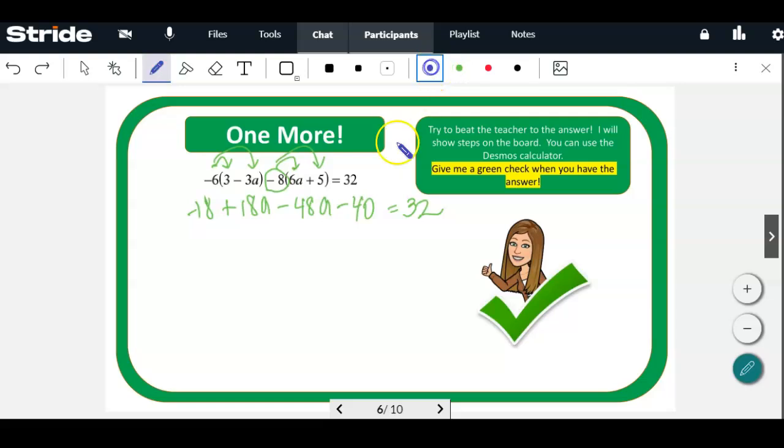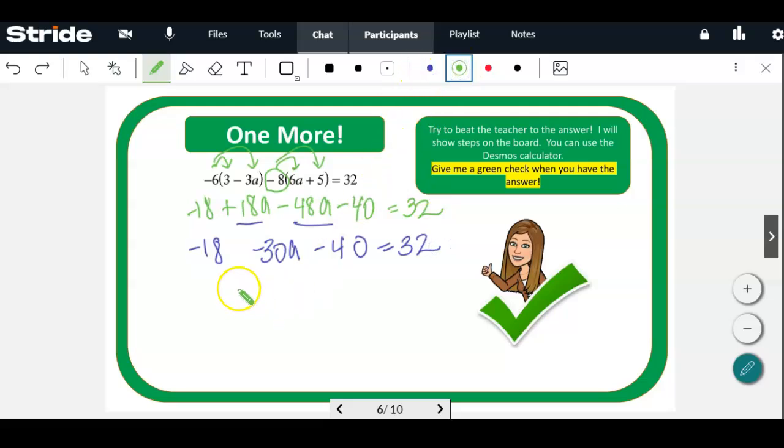Ooh, tough one here. Okay, so then we're going to combine like terms. A positive 18 and negative 48 is going to be a negative 30a. I'm going to do this one step at a time. Okay, then I'm going to combine these negative 18 and negative 40, and that's negative 58.